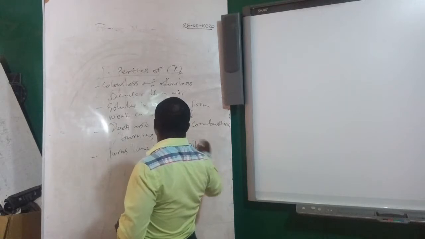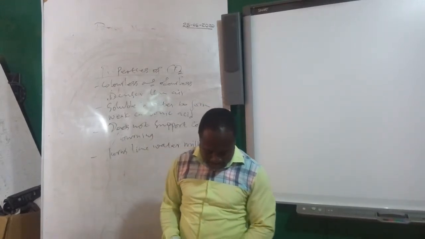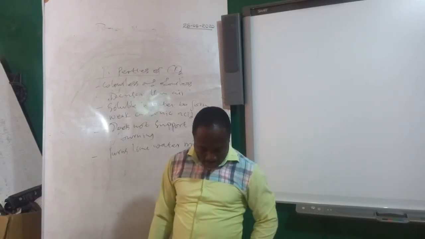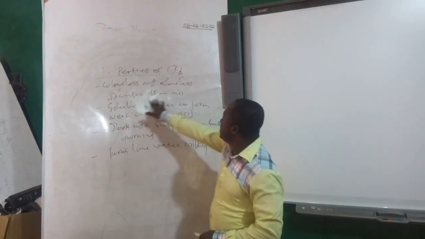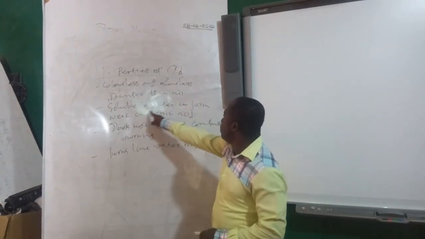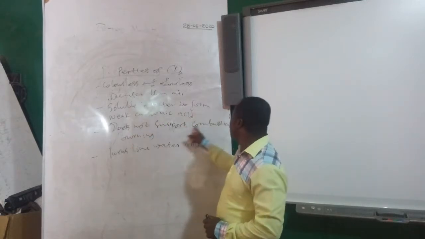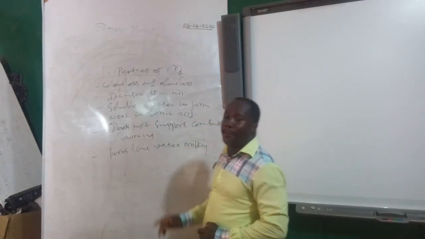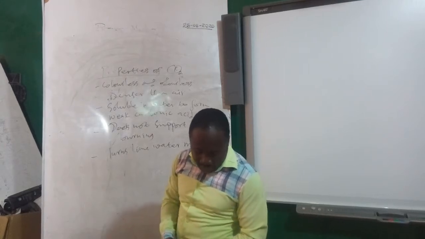All right. Very good. So these are some of the properties of carbon 4 oxide or carbon dioxide. Colorless and odorless, denser than air, soluble in water to form weak carbonic acid. It does not support combustion or burning. It turns lime water milky. So these are the properties of carbon dioxide.